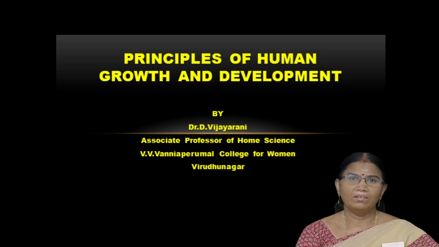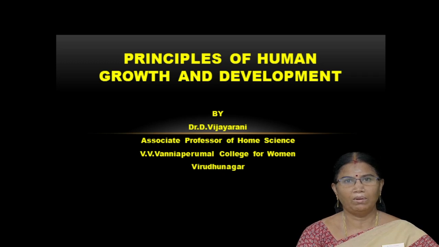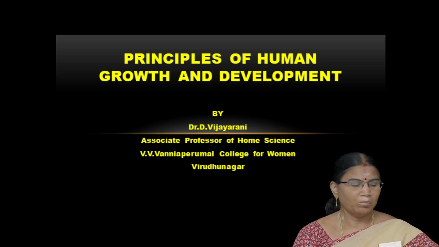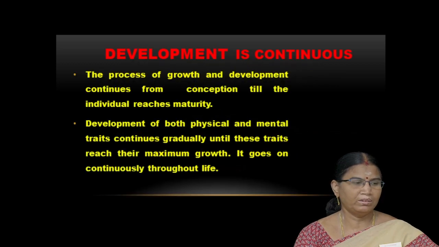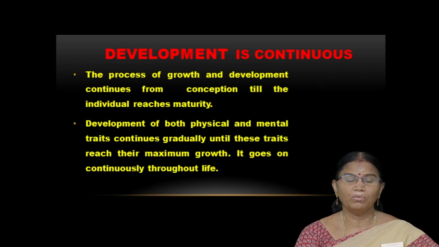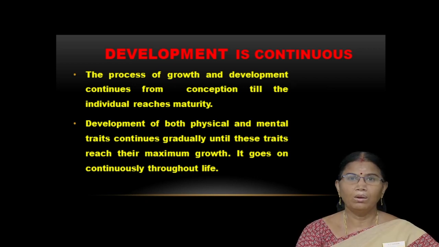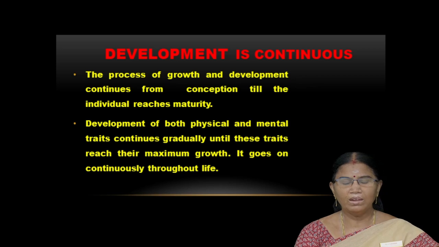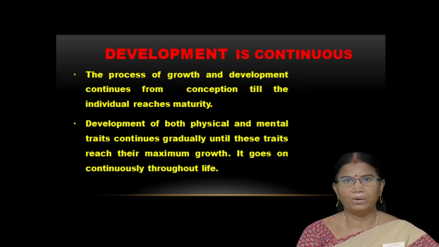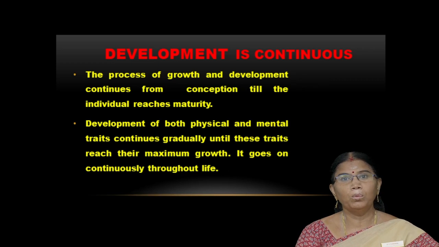Okay, in this class, let's see what are the principles of growth and development. The first and foremost significant aspect of growth and development is that it is continuous. The process of growth and development continues from conception till the individual reaches maturity. So, right from the prenatal period till the individual reaches maturity, that means till old age or till our death, that process may go on. Both physical as well as mental traits continue gradually until the individual reaches maturity. So, it goes on from womb to tomb.